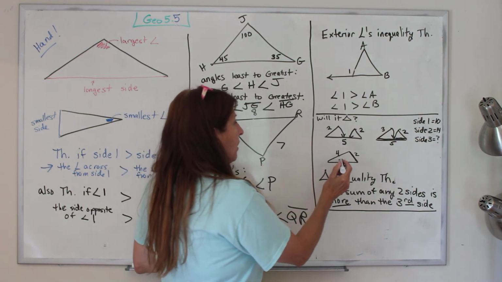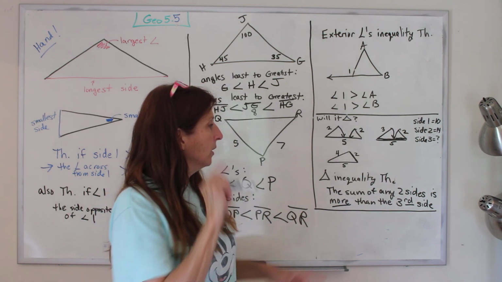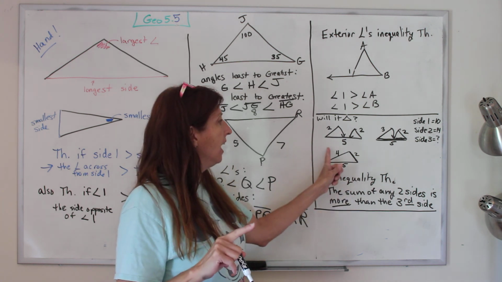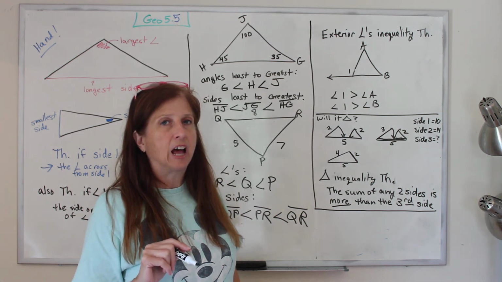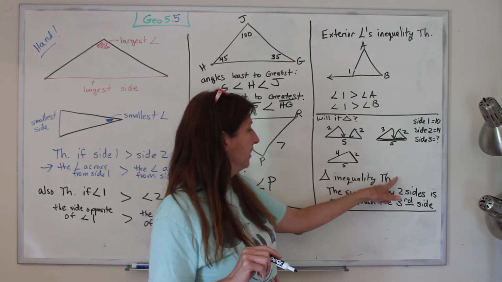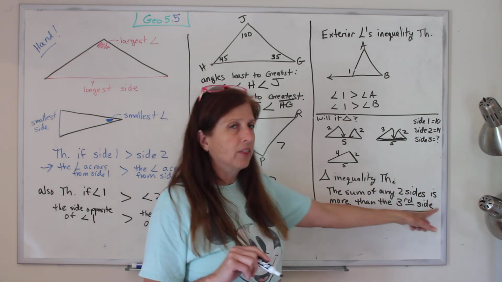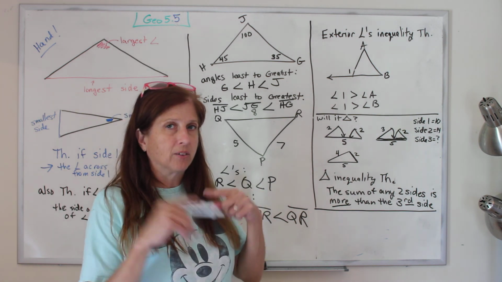So, will 4 and 2 make a triangle? Yes, they will. And the reason why is because they're more than 5. The other two sides added together have to be bigger than the hypotenuse. So, triangle inequality theorem. The sum of any two sides is more than the third side. So, the two added up have to be bigger than the other side.